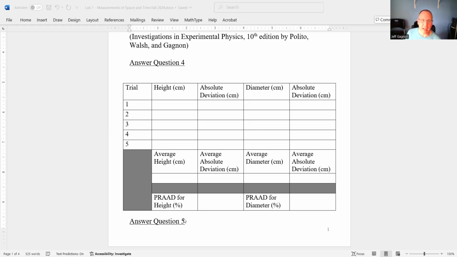And question 5 is going to ask you to compute the average height, the average diameter. So basically, you have to add up your height values, divide by 5, and make sure, this is important, make sure you round to the resolution of the instrument. So round to 2 places. Same thing for diameter. And then it's also going to ask you to compute the prad for height and the prad for diameter. Okay, and to compute prad, remember we went over that in a previous handout and in a previous video as well. So if you don't remember how to do that, make sure you look that up again or watch the video again. So you're going to calculate prad for height, prad for diameter, right, as a percentage.